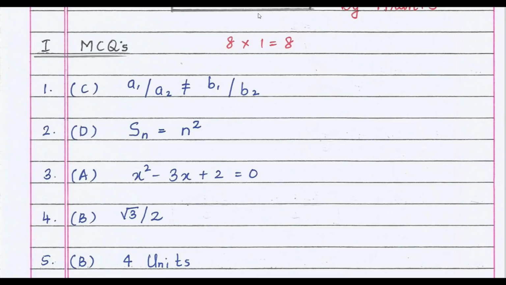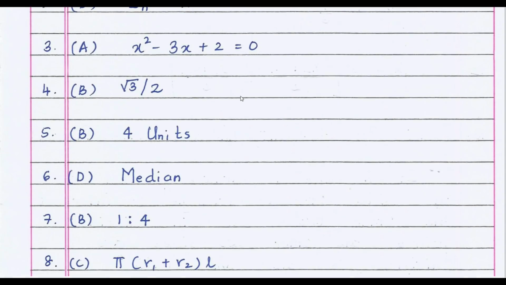The sum of n terms of positive odd numbers is, the correct answer is option D, Sn equals n square. For question number 3, the quadratic equation in the following is, the correct answer is option A, x square minus 3x plus 2 equals 0.